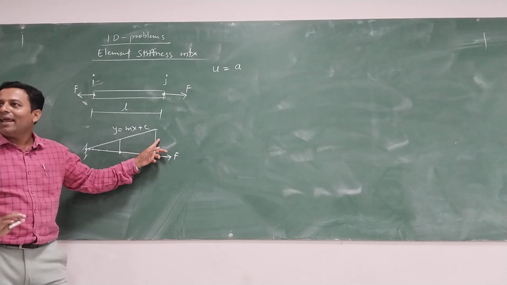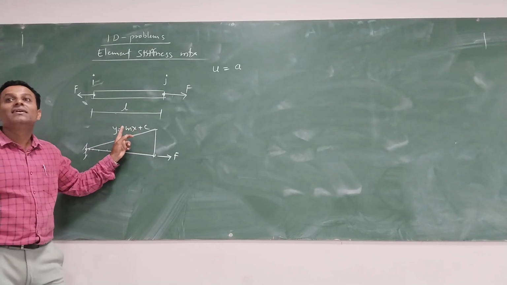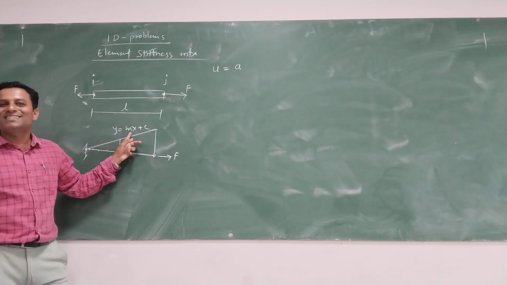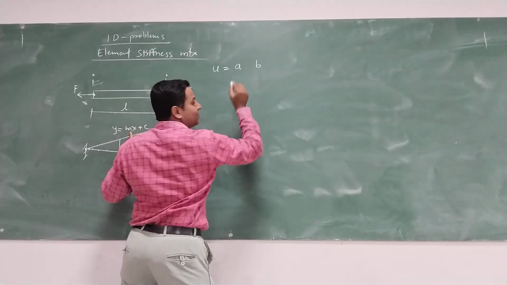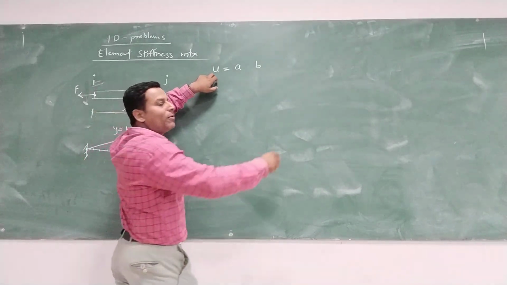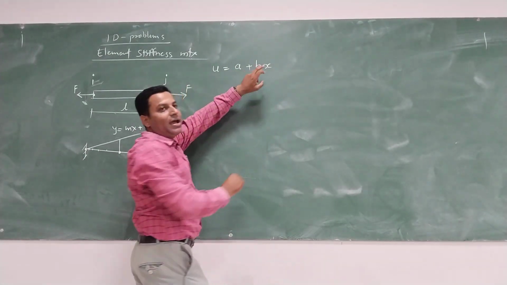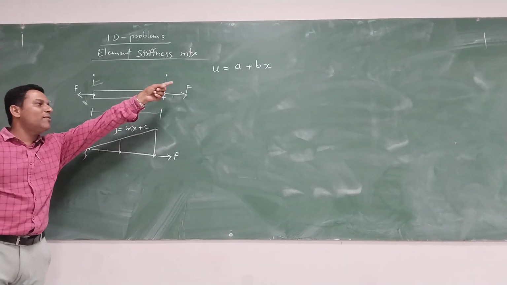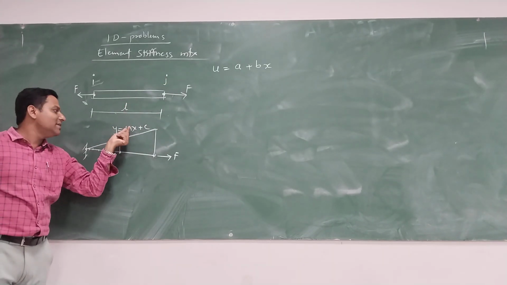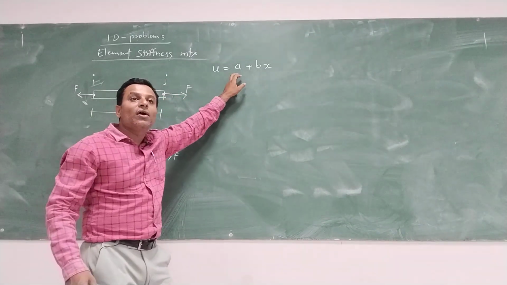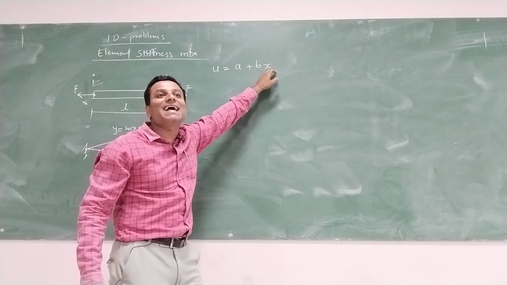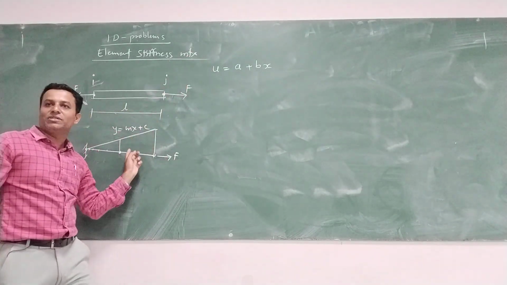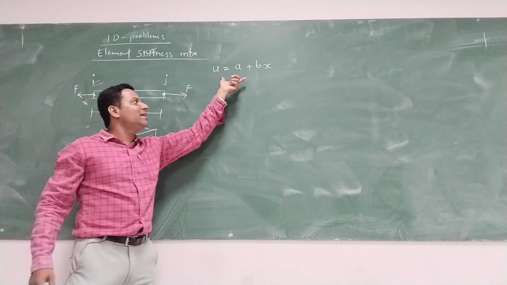C चं नाव काय ठेवले मी? A. प्लस काय? mx. m काय? It is the slope. Actually तो slope असतो. Constant, I'll mention by b. So u is equal to a plus b into x. That's the equation. Y is equal to mx plus c. Instead of y, I have written u. Instead of c, a. Instead of m, b. म्हणजे a काय आहे? Constant. b काय आहे? Constant. x distance and u displacement. हेच equation आहे. But we will have to represent it in this form.